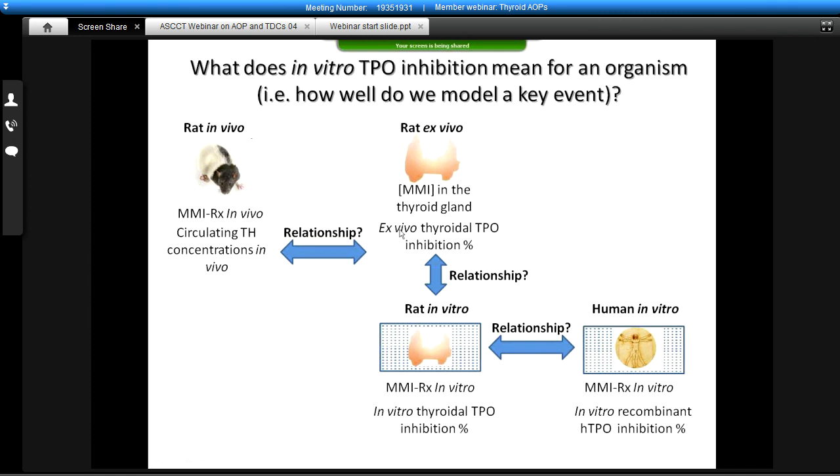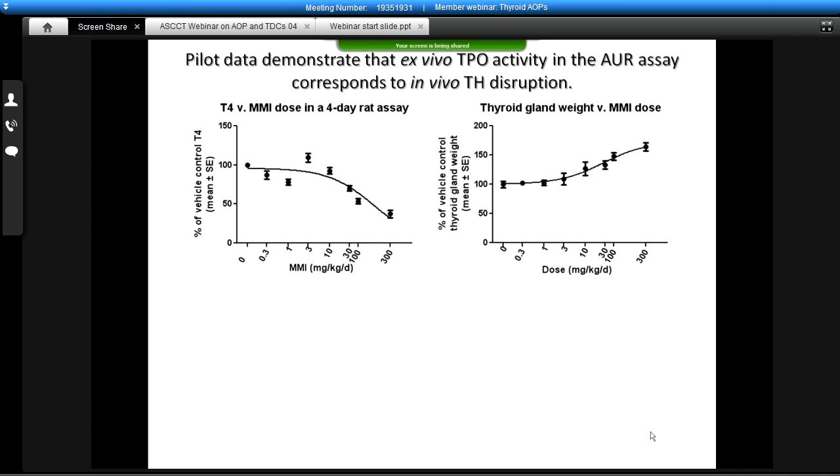We could develop a relationship between this ex vivo thyroidal TPO inhibition and in vitro TPO inhibition, so when just microsomes are exposed in a dish. Ultimately, the relationship we're really interested in is human methimazole-induced thyroperoxidase inhibition in order to build a model understanding of how rat in vitro methimazole TPO inhibition relates to human recombinant TPO inhibition. So I'd really like to start developing an in vitro to in vivo model for TPO. We've started to do this with the rat, and I'll show you just some pilot data.